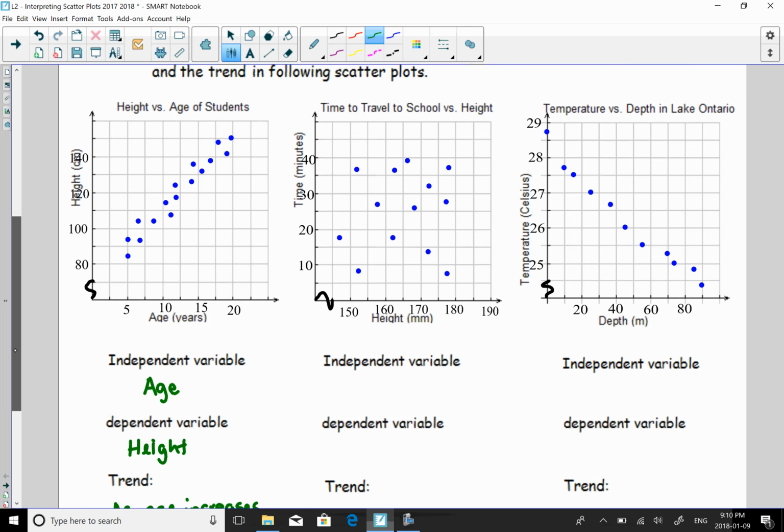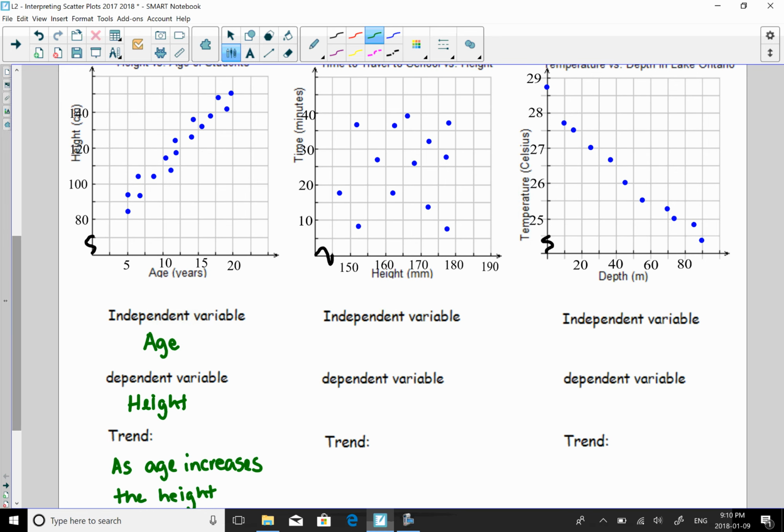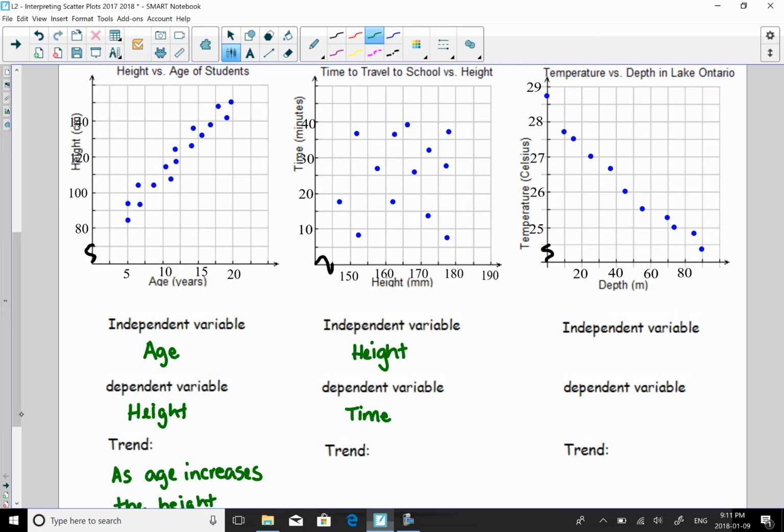Here we have another scenario that's relating time to travel to school versus height. You're wondering, why would these even be related? Well, let's go through these and you'll see why this example's here. So the independent is always on the x-axis or the horizontal, so that's my height. And the dependent is my time. That's my vertical axis. So in this scenario, we're trying to see if the height has anything to do with time to travel to school.